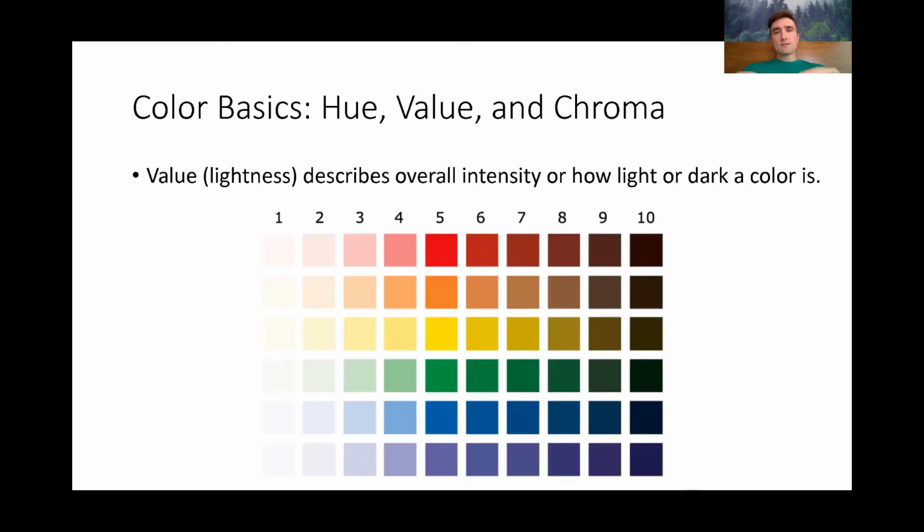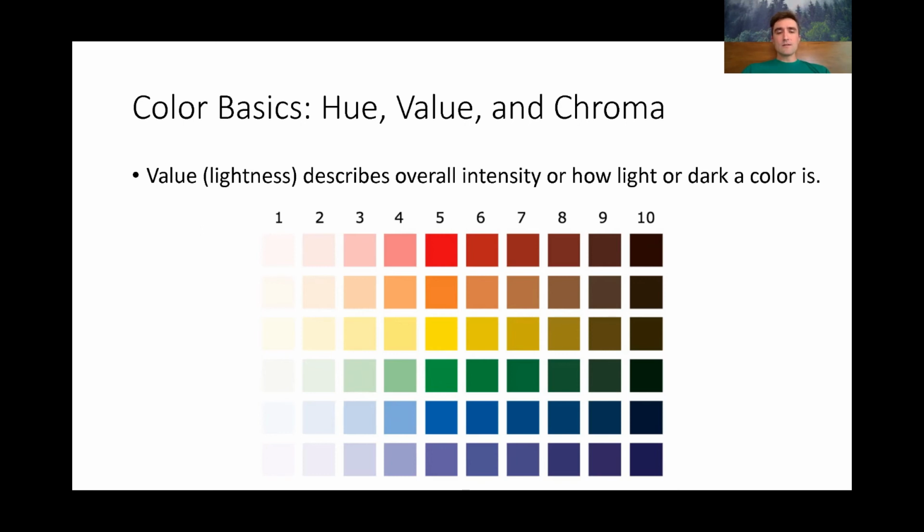And then next there's the value, which is also referred to as just plain lightness. How light or how dark is each specific hue? These all work together. It is describing the overall intensity, or how light or dark a color is.